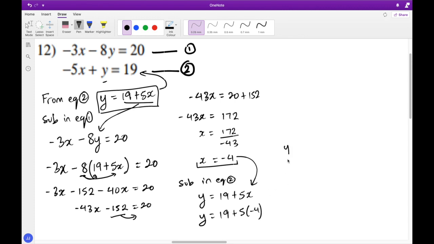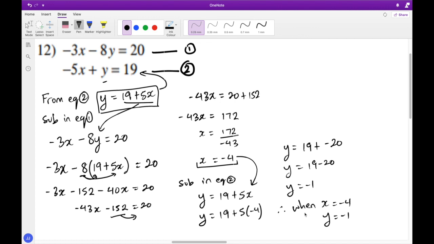Y is equal to 19 plus 5 4s are 20, so that'll be negative 20. Therefore, y is 19 minus 20. Y is negative 1. Therefore, when x is negative 4, y is negative 1.